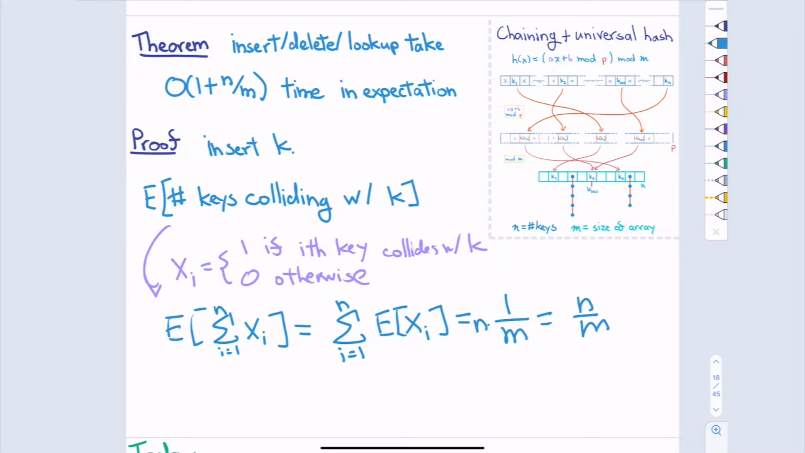Okay, fine. So at some level, we already have constant time performance. If I set m to be roughly the number of keys, then on average you're going to be spending constant time for insertion and removal.